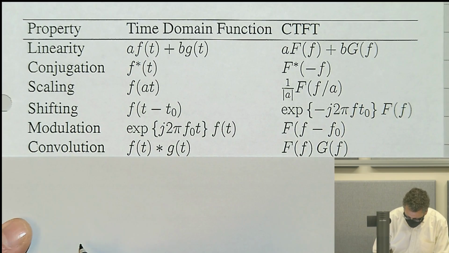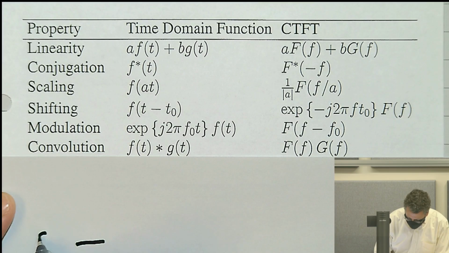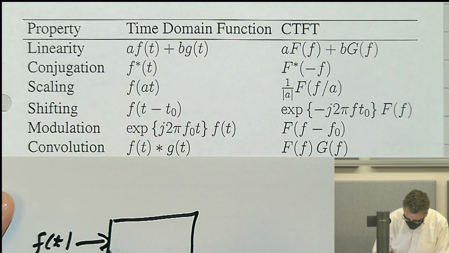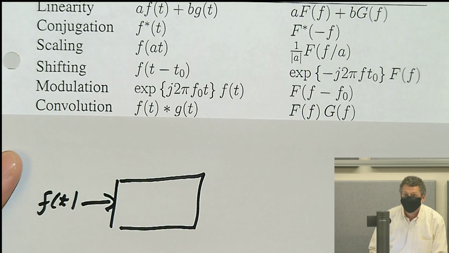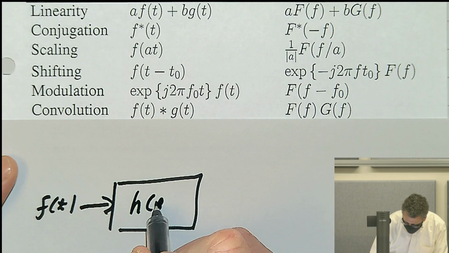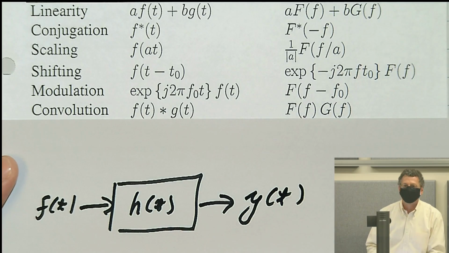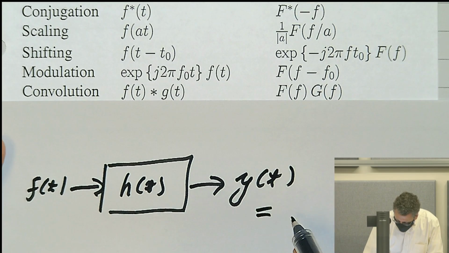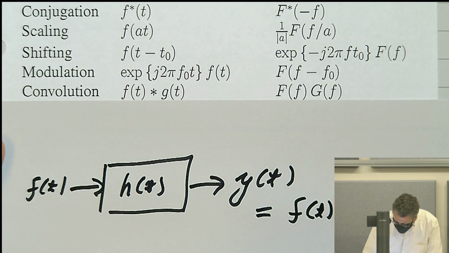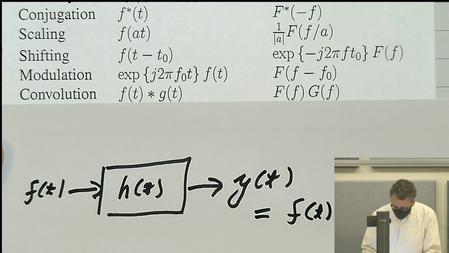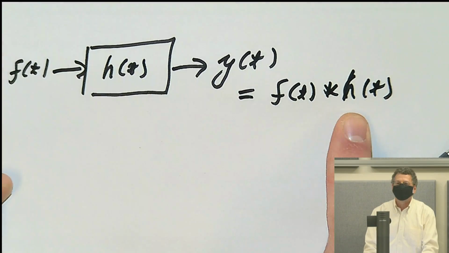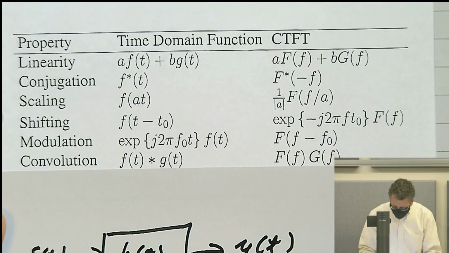I talked about this a little bit. The input is f of t, and then it's a linear time invariant filter. We're going to talk about these a lot. And this is, we'll say h of t, and the output is y of t, okay? Then y of t is going to be equal to f of t convolved with h of t, okay? And convolution in time corresponds to multiplication in frequency.